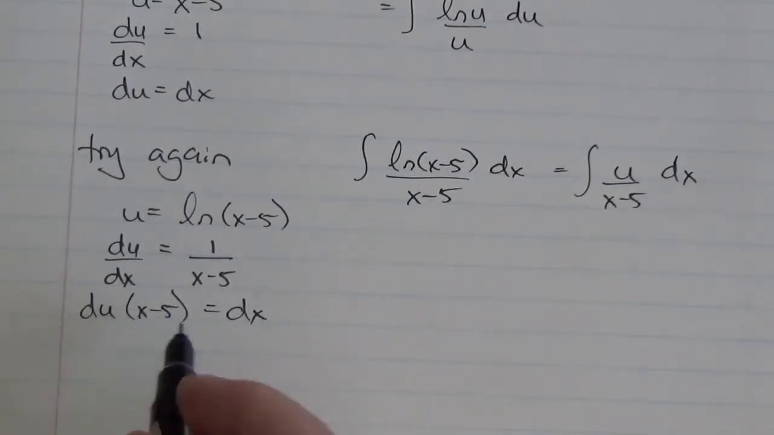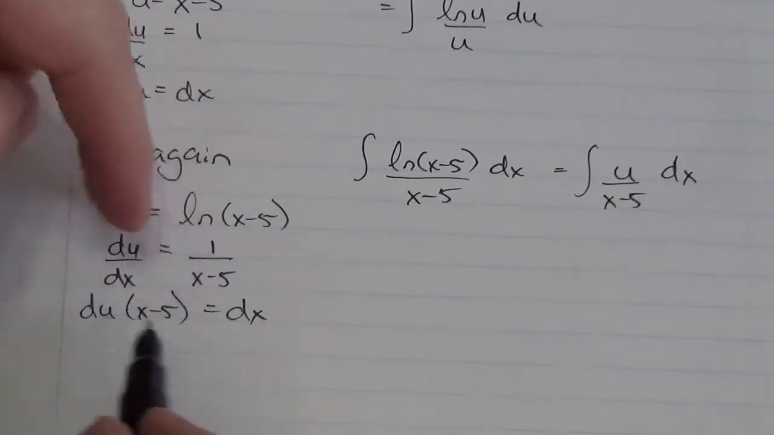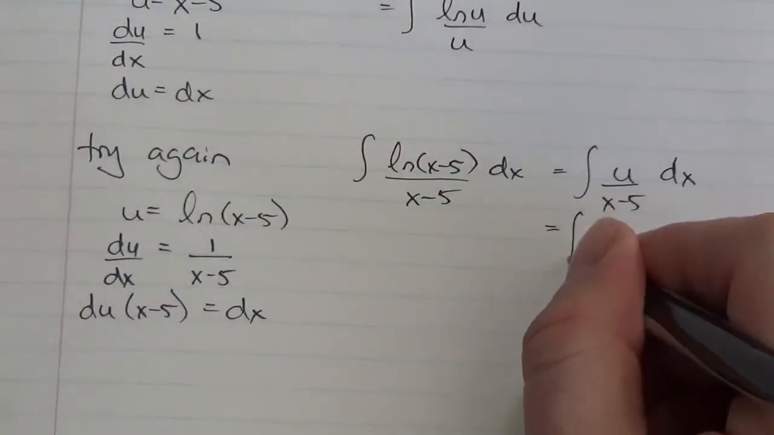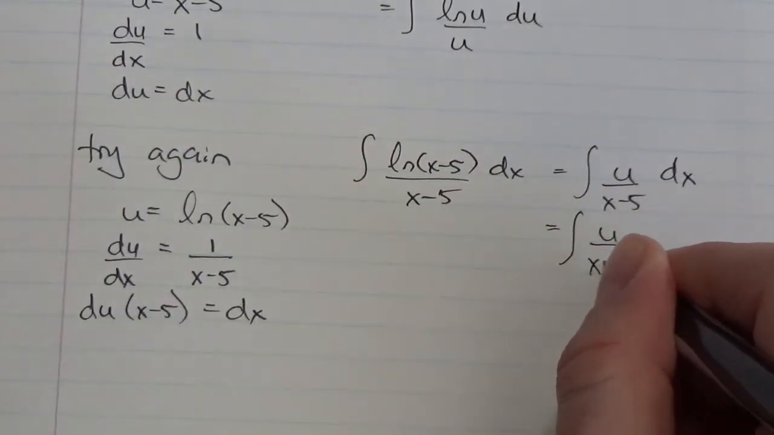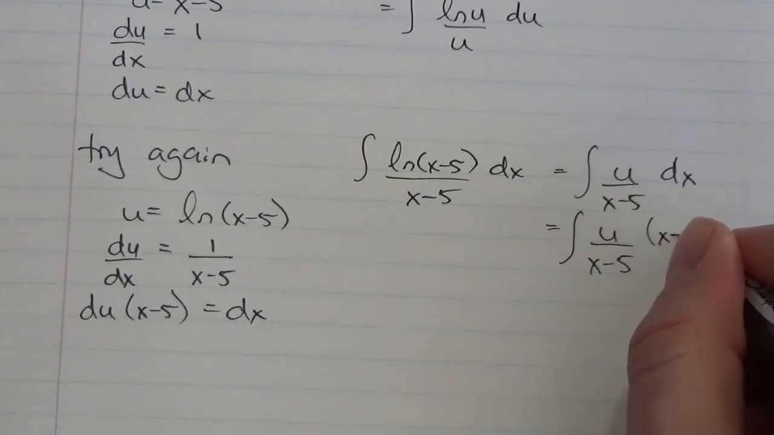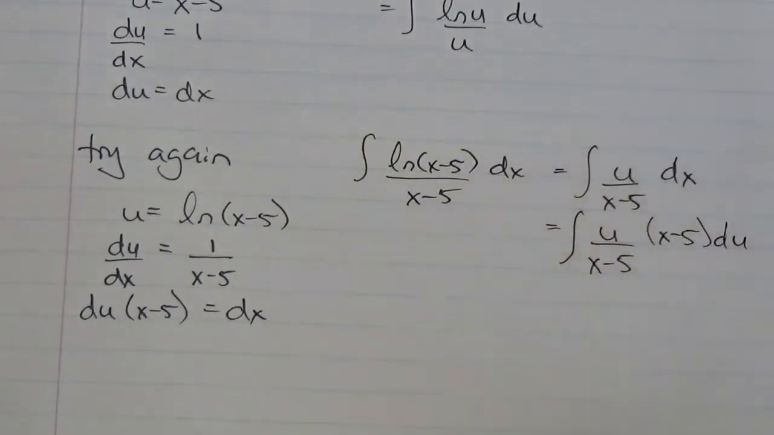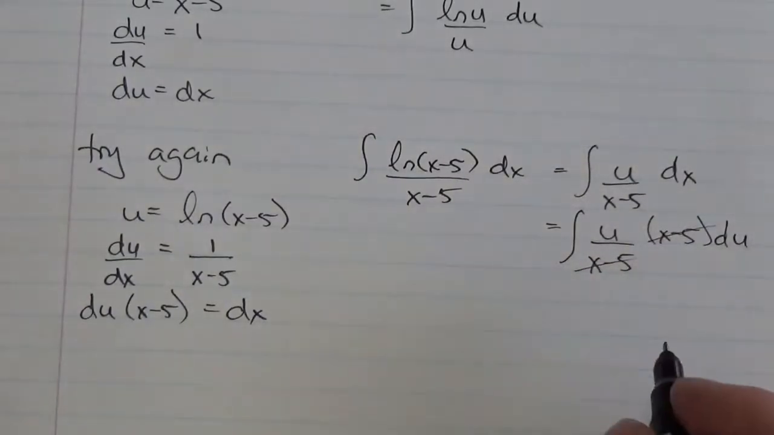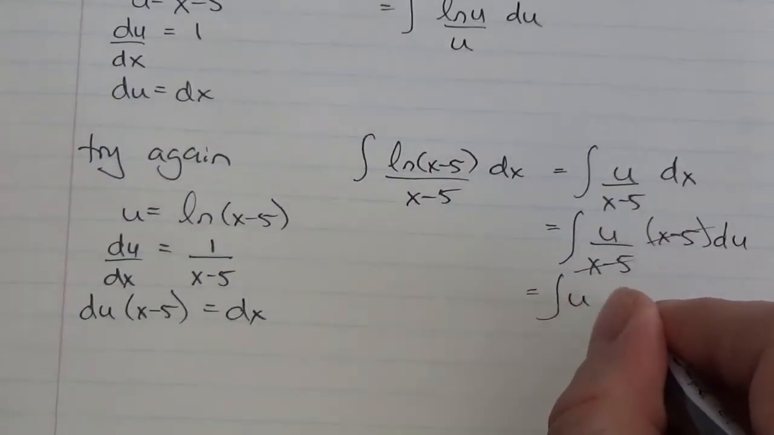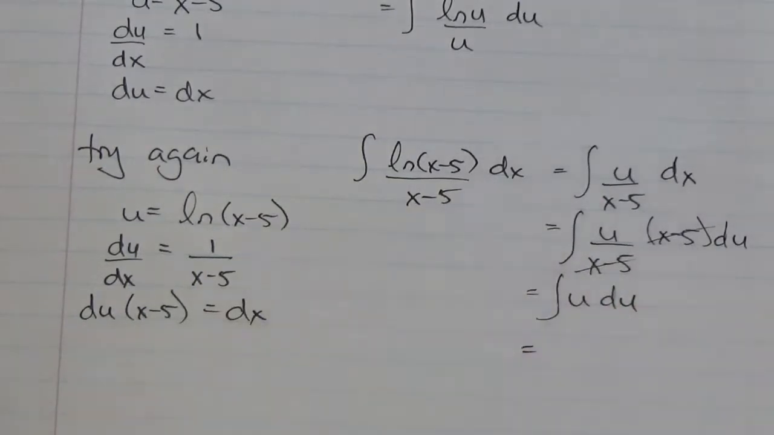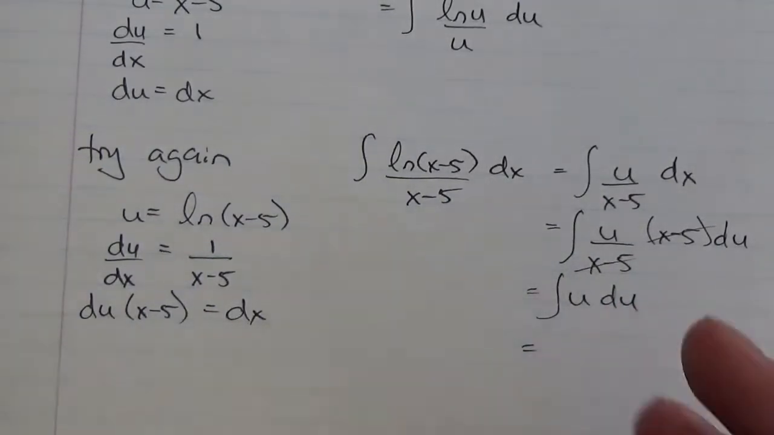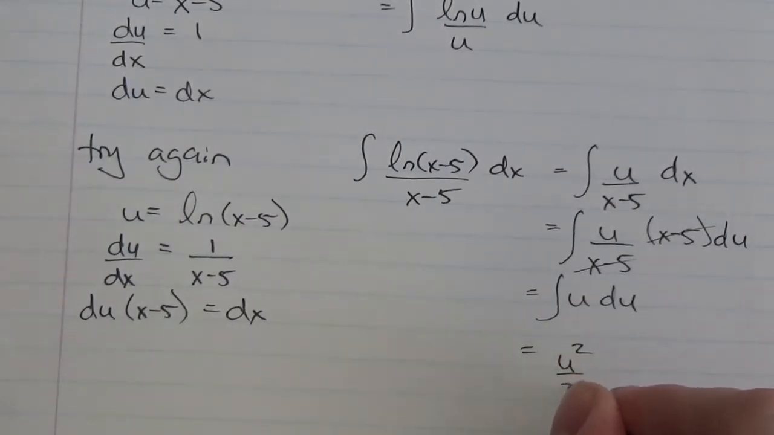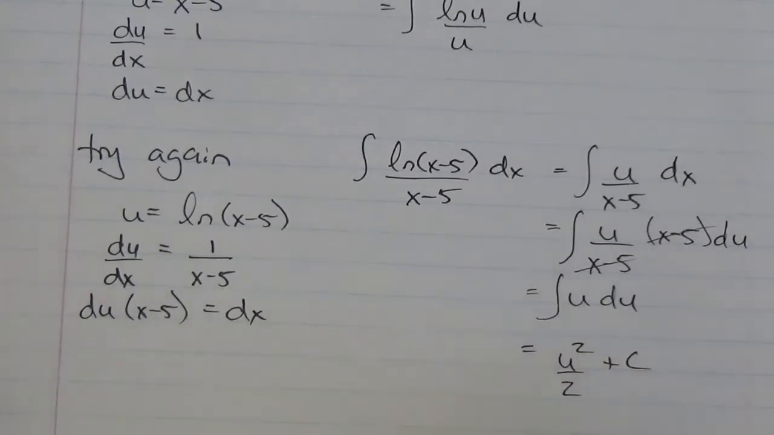u multiplied by x minus 5, granted I could probably have written that in a different order, that probably would have made that look better, but I can do a substitution now and make this u over x minus 5 multiplied by x minus 5 du. And that is perfect because the two x minus 5 factors cancel, and I'm left with the integral of u du. And you really couldn't have asked for a better integral there, because that's just going to be u squared over 2 plus c.